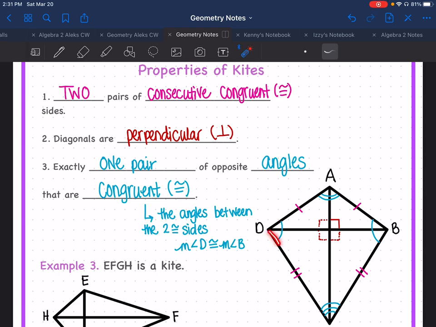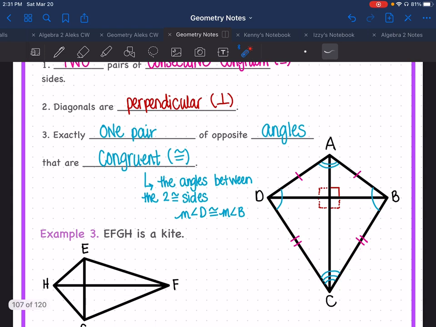And then my other two would be the longer sides. They share this vertex down here, which I know you can't see is C. Okay. The diagonals are perpendicular. So all of these are 90 degrees in the center. And there is exactly one pair of opposite angles that are congruent. These opposite angles have to be in a very specific place. They are always between the two pairs of congruent sides.